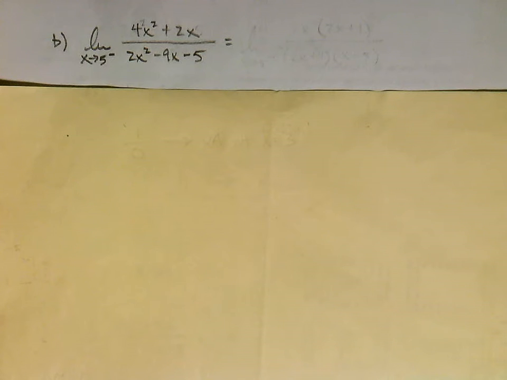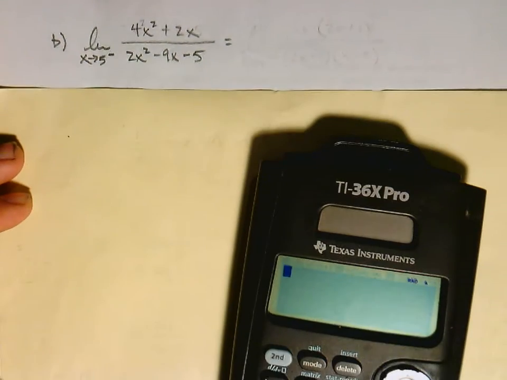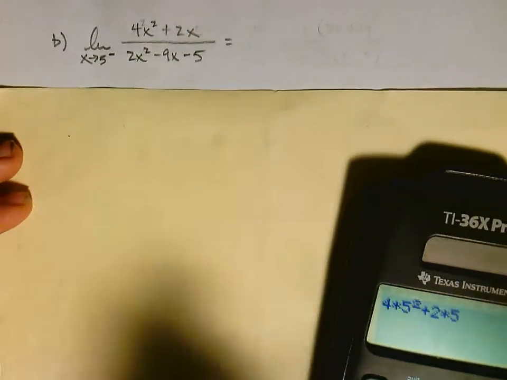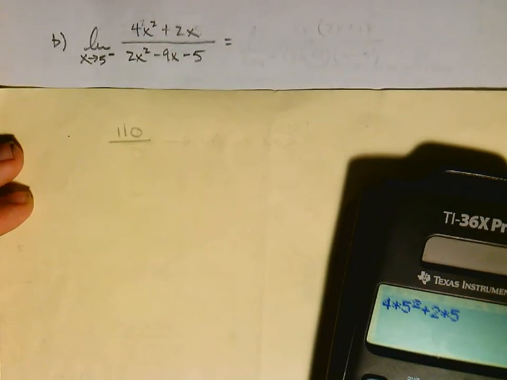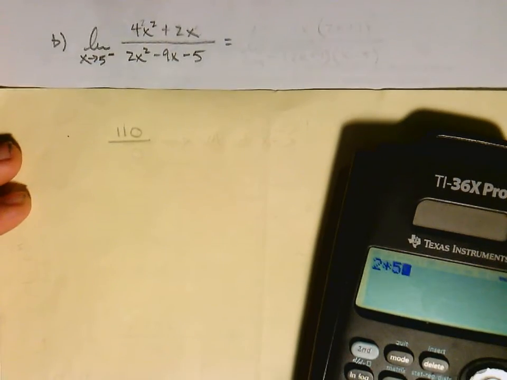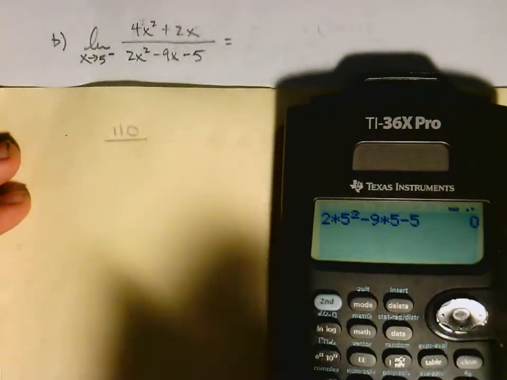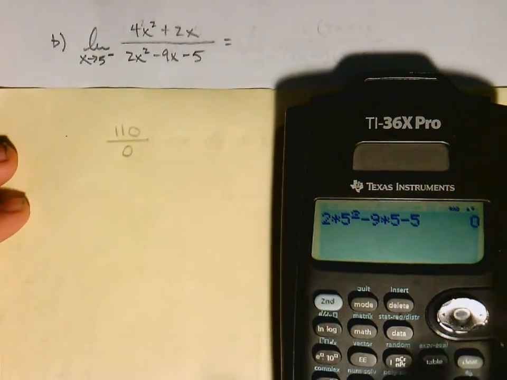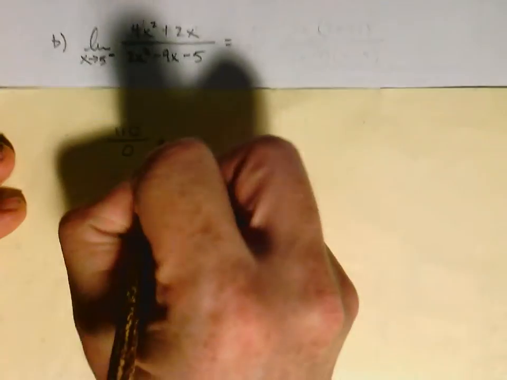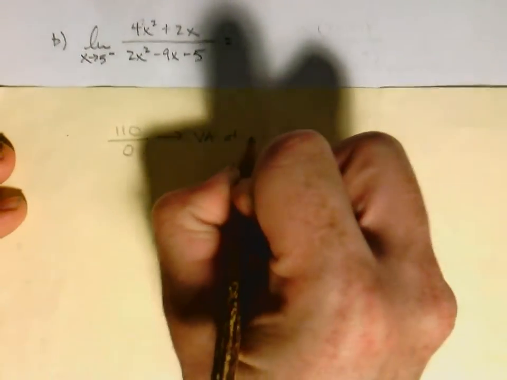So now a good idea and not a bad way to start any limit question is just to attempt to plug the number in. Let's just try to plug this number in. If we do, what happens? So I'm going to just grab my calculator here. 4 times 5 squared plus 2 times 5 would give us 110. And then the denominator, 2 times 5 squared minus 9 times 5 minus 5 gives us 0. Okay, 110 over 0. I've got a number over 0. So I know there's a vertical asymptote at x equals 5.